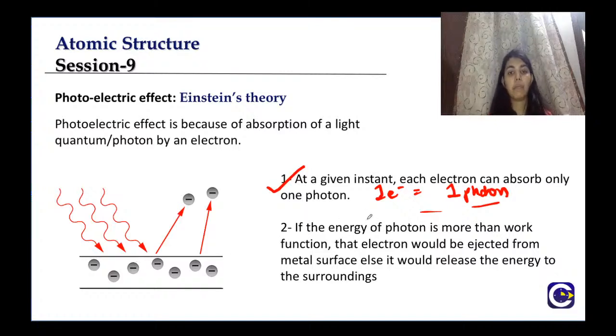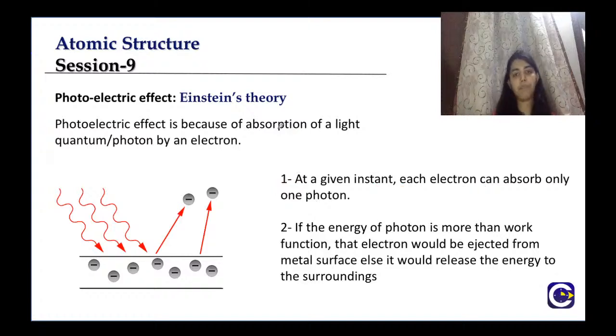Now, it depends. We have already seen that E equals h nu, where nu is the frequency. So, if I increase the frequency, that means I will increase the energy of the photon. If the energy of the photon is more than the work function, that electron would be ejected from the metal surface, else it would release energy to the surroundings.